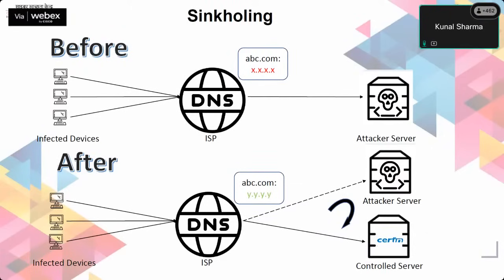But after we have done sinkholing, we collaborate with the ISPs, the NICs and the registries, and we change this entry from x.x.x to y.y.y. This IP y.y.y is our server, so all the connections that ask for abc.com will come to us. So what benefit does this have?